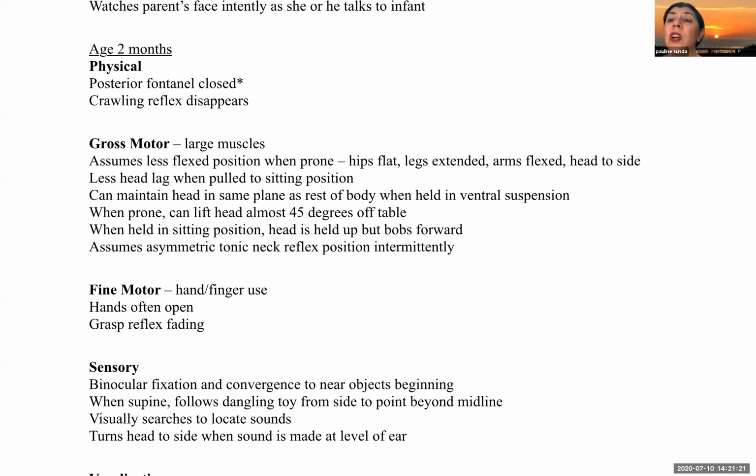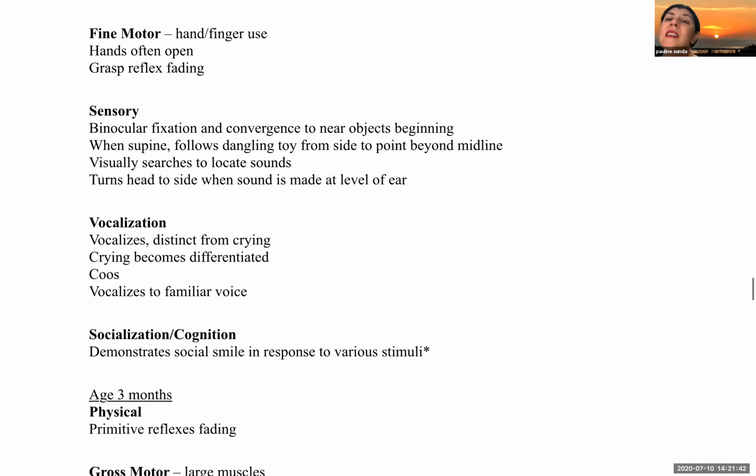Gross motor, which is our large muscles. When they're prone, they can lift their head almost 45 degrees off of the table. When they are held in a sitting position, their head may be held up, but it may actually bob forward. Fine motor. Here the hands are often open and the grasp reflex is fading. Sensory, binocular fixation and convergence to near objects is beginning. They will search visually to locate sounds, and they will turn the head to the side when the sound is made at ear level.